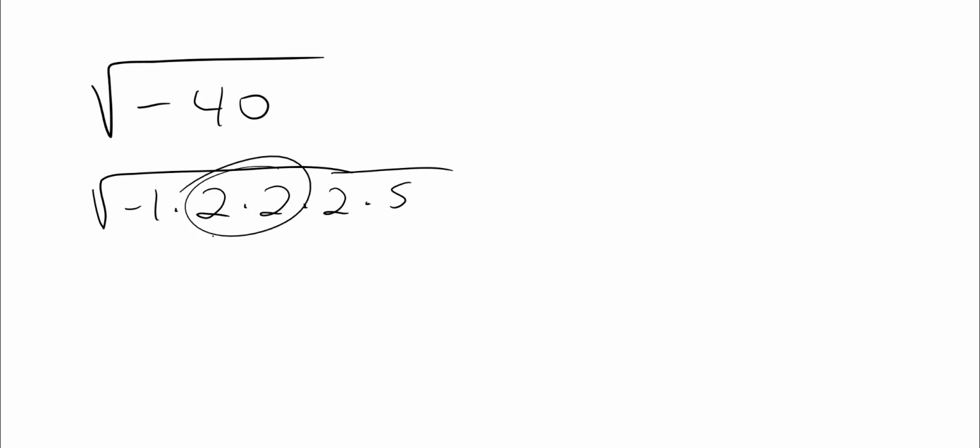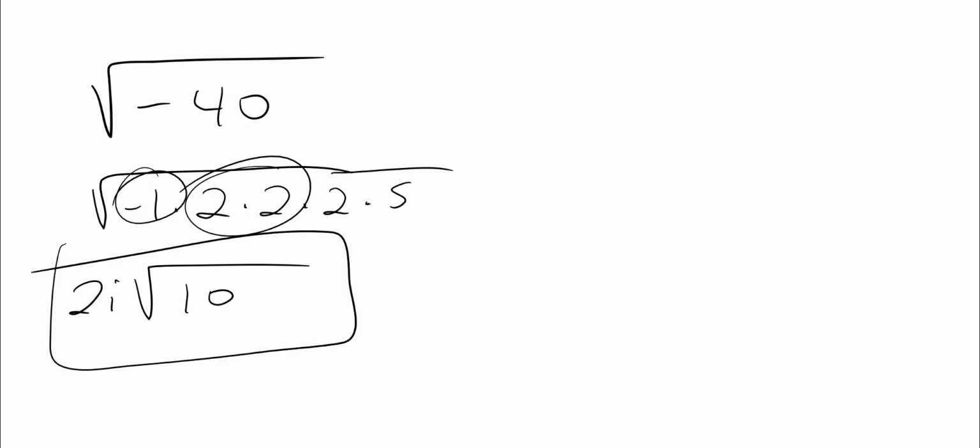And of course we have a pair of 2's. And we have this -1, so we're going to pull the i out and the 2. So we have a 2i on the outside, and what do we have left over? 2 times 5 is 10. And that's our final answer. Okay, so that's all. That's pretty easy.